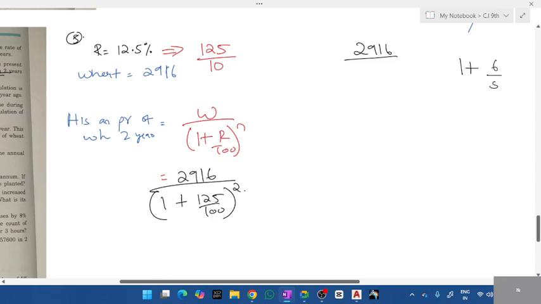Right? Take LCM. So 11 into 11 divided by, that will get multiplied. Okay.